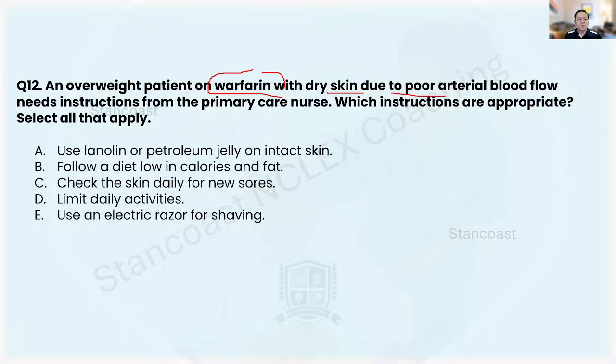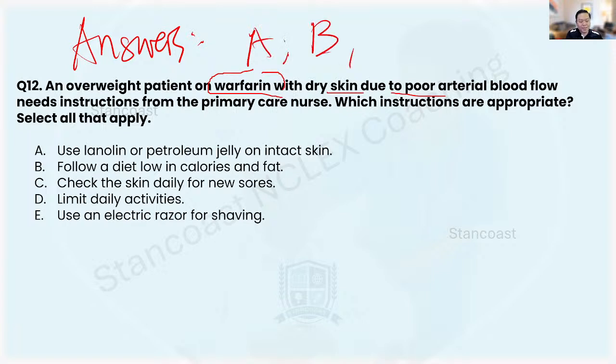All right. So the correct answers for this test question are the following. Let me just write it down here. So that would be letter A, there's also letter B, and there's also letter C and letter E. Okay, so what is in letter A? Use of lanolin or petroleum jelly on intact skin. Okay, so this will help in maintaining the skin integrity, keeping it moisturized.